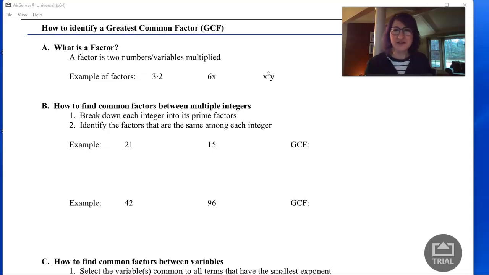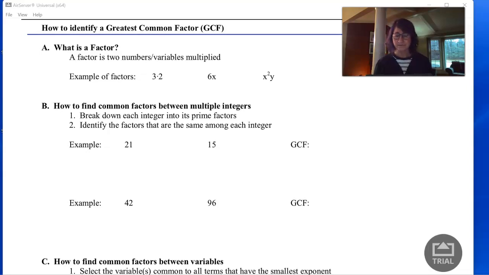So we are going to dive right into section 4.5. And before we do that, we really want to feel comfortable with how to identify a greatest common factor. That is going to be key to this module and key to factoring. So first of all, the real basic question, what is a factor?